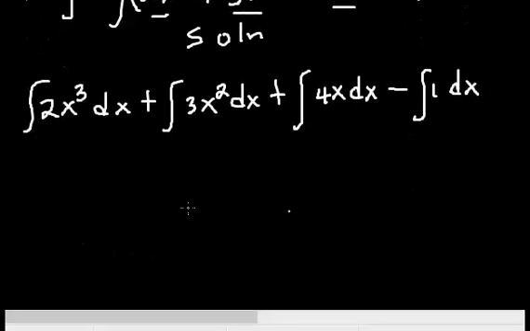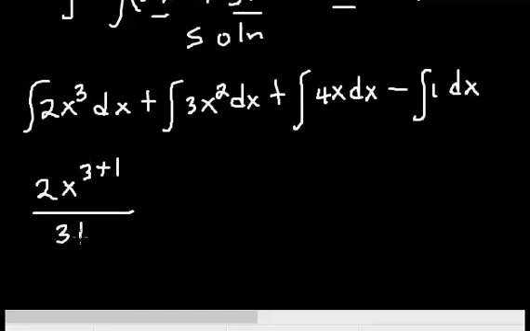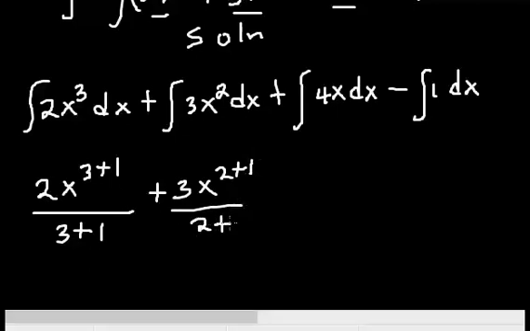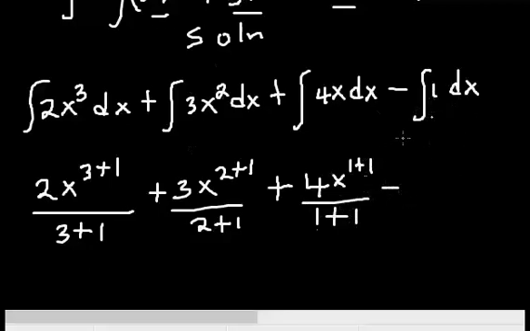So of course, you know how we do this. This is going to be 2x raised to power 3 plus 1 all over 3 plus 1. The same thing happens here. This is going to be 3x raised to power 2 plus 1 divided by 2 plus 1. Then plus 4x raised to the power of 1 plus 1 divided by 1 plus 1. So of course this is a polynomial. The integral of 1, remember, is going to be 1x. Then I have to add my constant of integration.